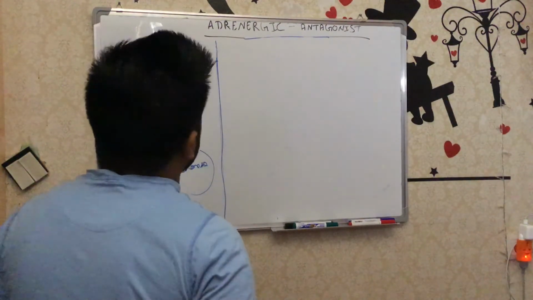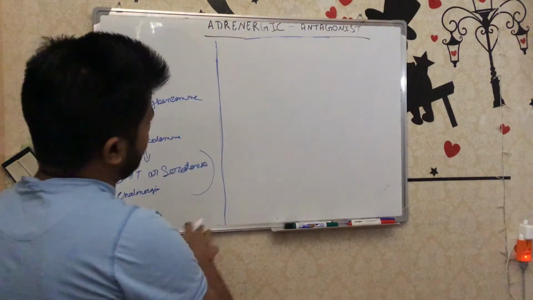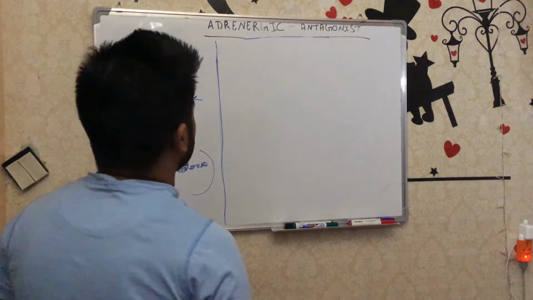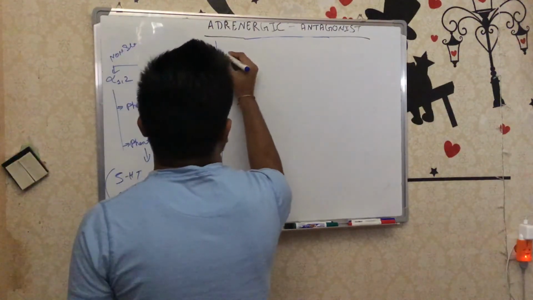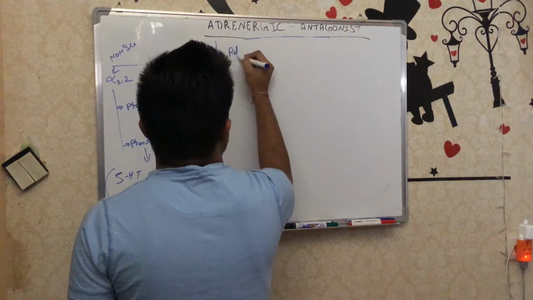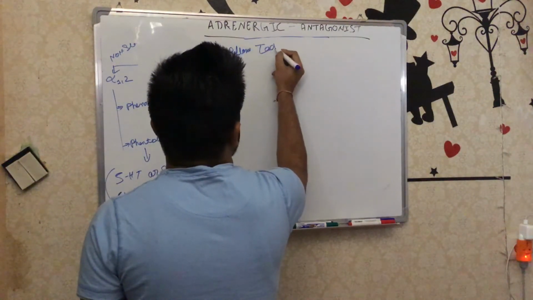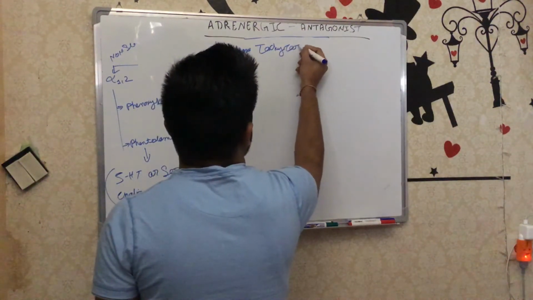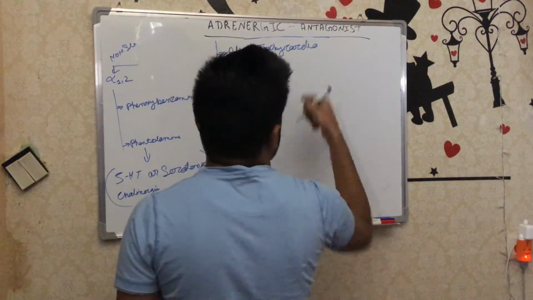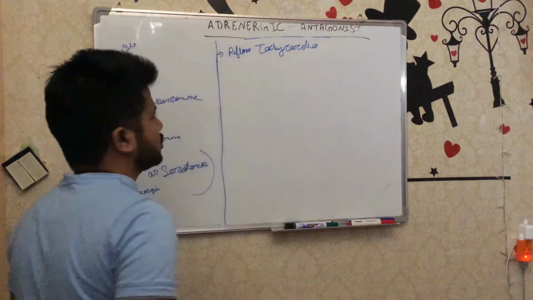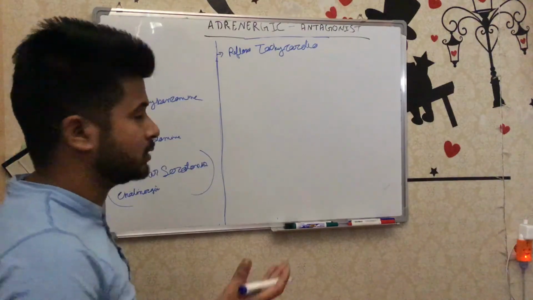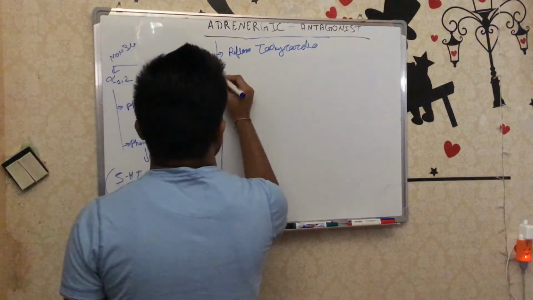What could be the side effects? Hypotension, we can't just say that, because on one side there is hypotension but on the other side the cardiac output increases. So we can say reflex tachycardia. Why? We already discussed, due to the stimulation of beta receptors in the heart, tachycardia will develop.